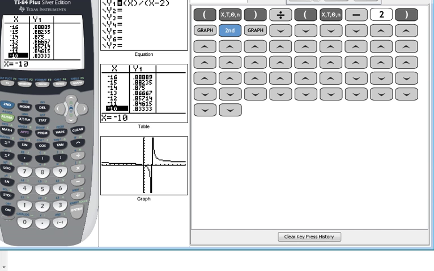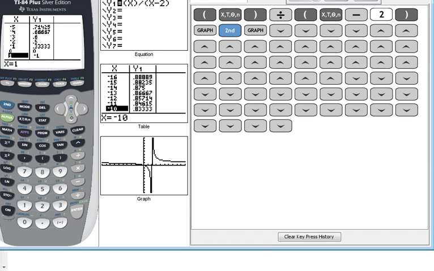I could keep on going forever and ever, and it's never going to reach 1. So I know that my horizontal asymptote is the line y equals 1.